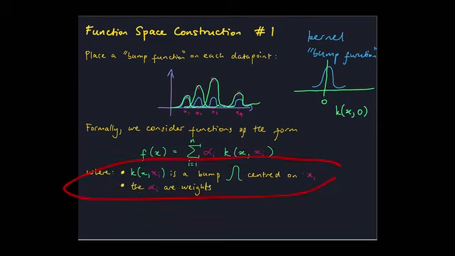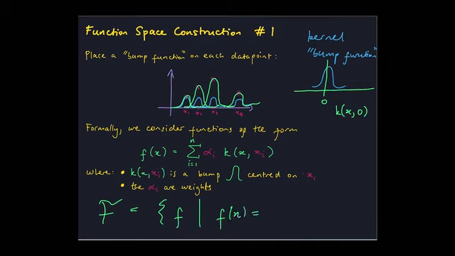Okay, and that's what this bit says. And then I can define a function space, let's call it big F, to be the set of functions f that can be decomposed in that form. And if I let the number of bump functions go to infinity, so I consider all possible locations of where I put the bumps, and I allow myself to have infinite bumps, then this is what is known as, they call this function space a reproducing kernel Hilbert space.